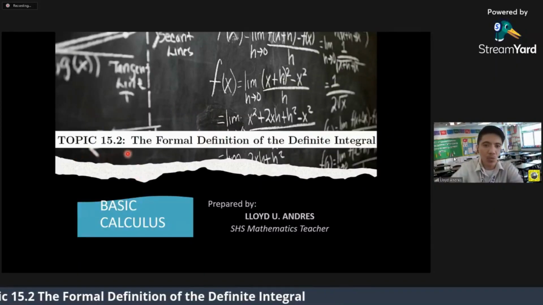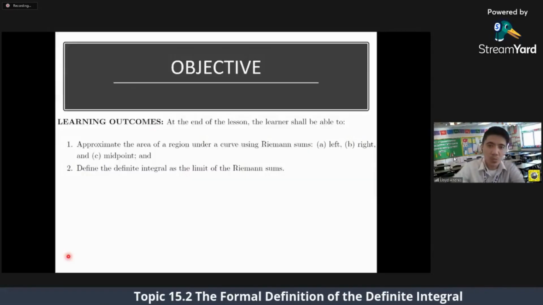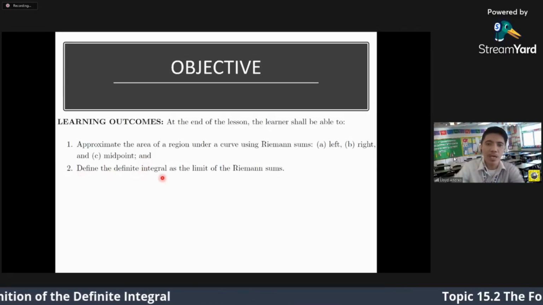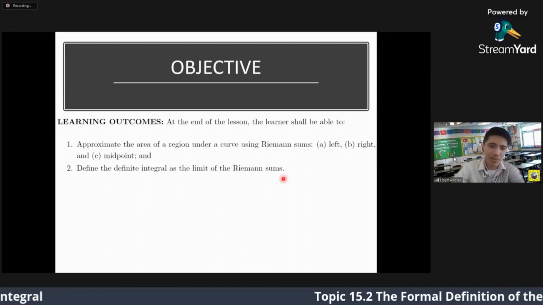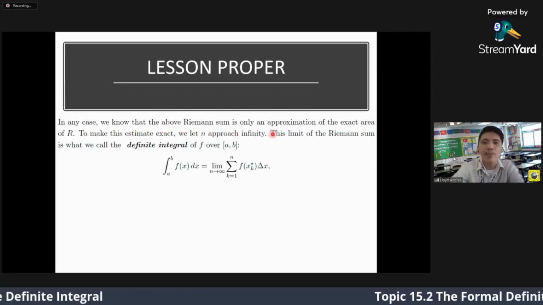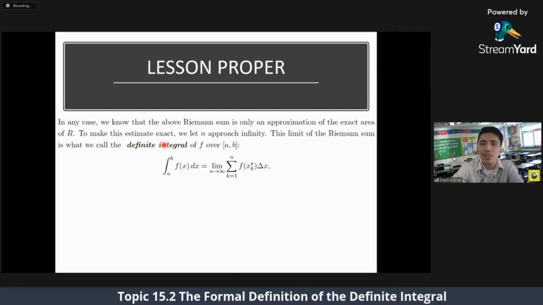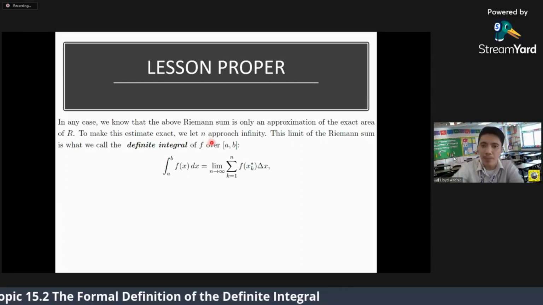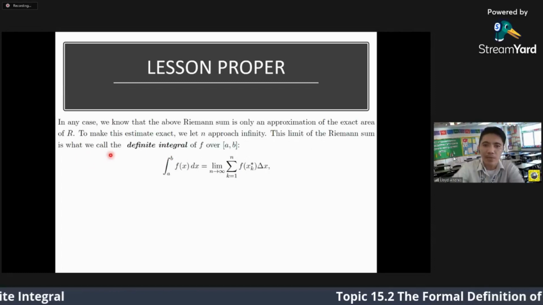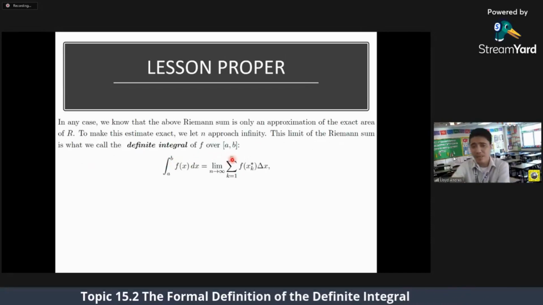Topic 15.2 is entitled The Formal Definition of the Definite Integral. For this topic, you are expected to define the definite integral as the limit of the Riemann sums. We know that the above Riemann sum is only an approximation of the exact area. To make this estimate exact, we let n approach infinity. This limit of the Riemann sum is what we call the definite integral of f over the interval a to b.